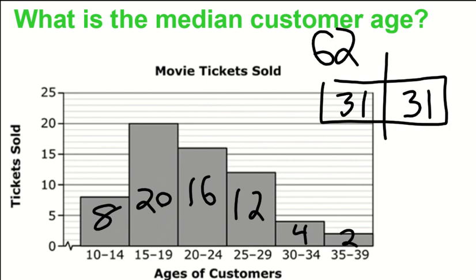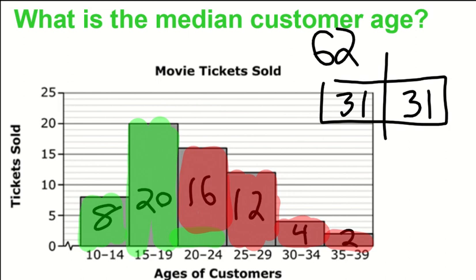So we need 31 on each side. There's 8. There's 28. How many more do I need? 3. Well, 3 would be about right there. If we went from the other way, there's 2. That makes 6. That makes 18. We need 13 more, so that'd be, again, about right there.